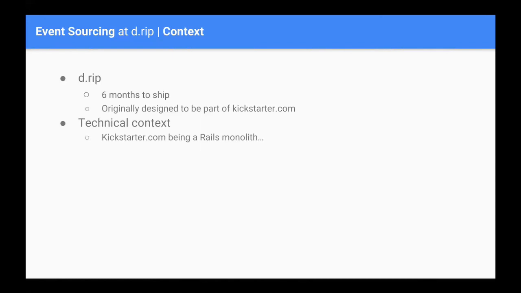Kickstarter.com being a Rails monolith, there are a few services, but mostly the website is a Rails monolith. Drip ended up being an engine within the Rails monolith.